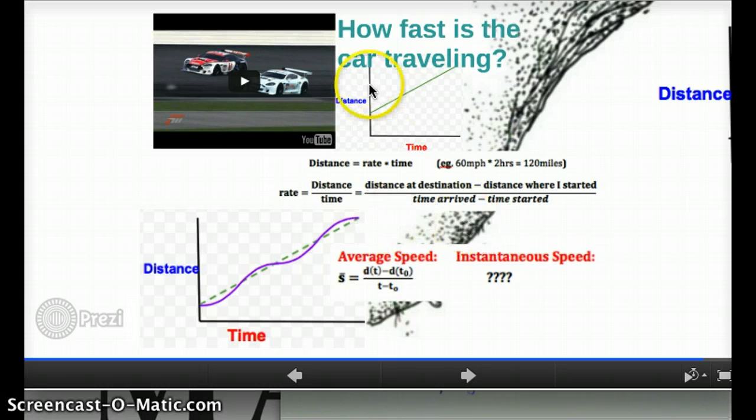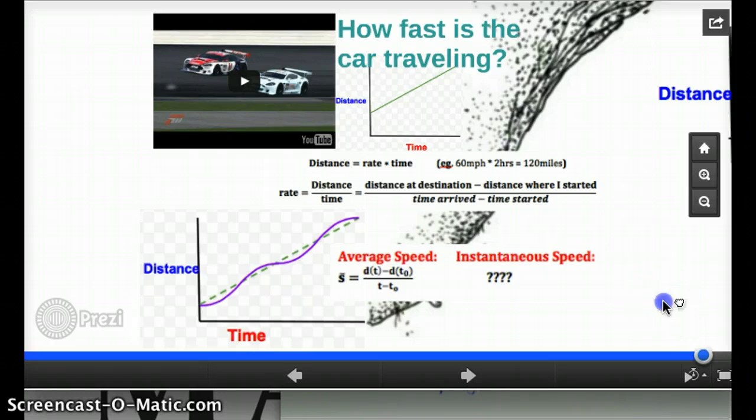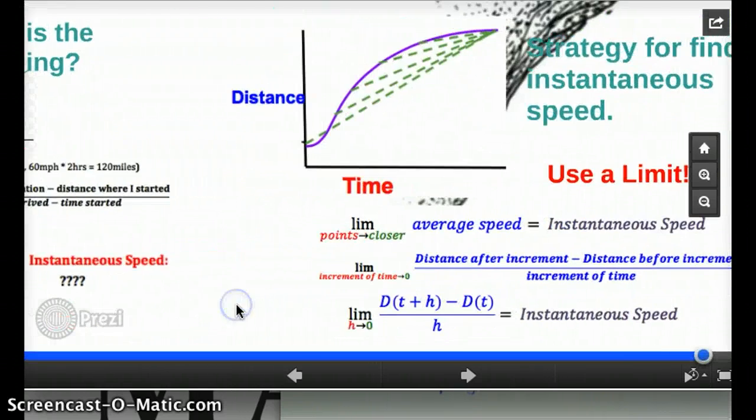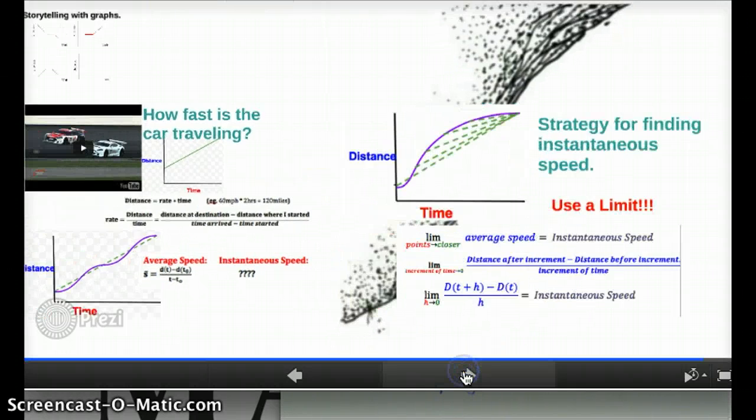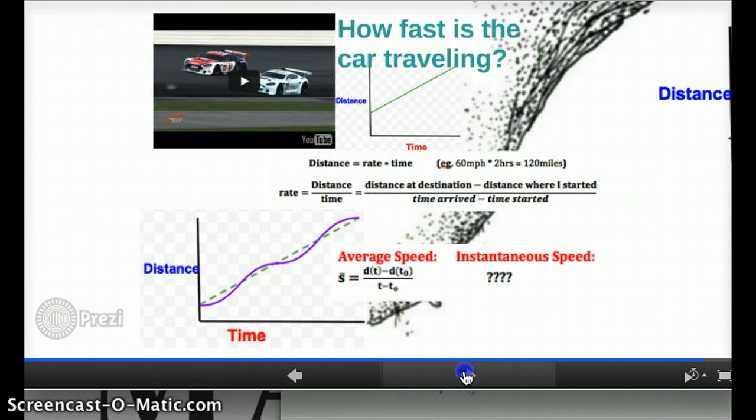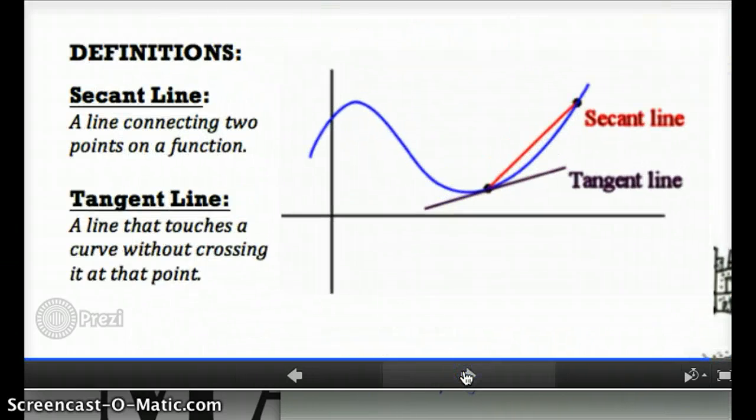And what we were really interested in with these race cars was not just how fast they were going on average, but how fast they were going at a particular point. And so then we had this kind of fuzzy idea of using a limit to find the speed at a particular point. Today's lecture is all about these two ideas, and this is where we actually get to do the examples. Before it was just talk.